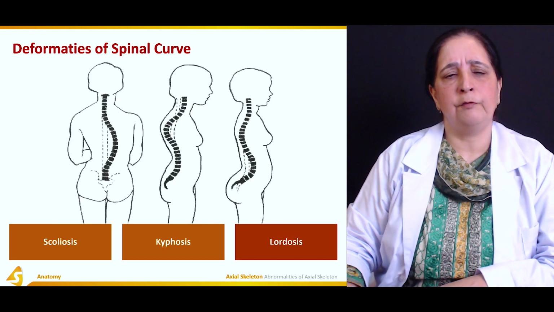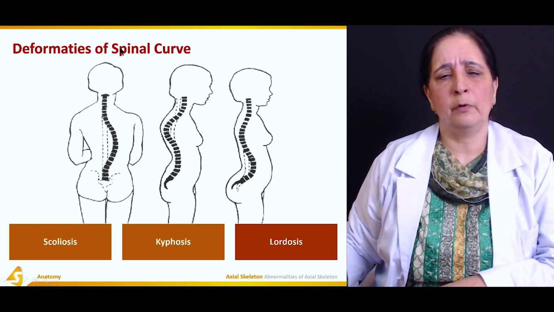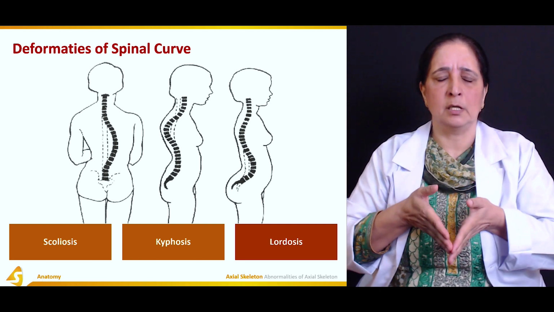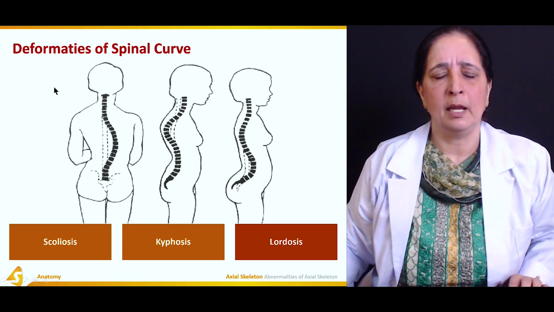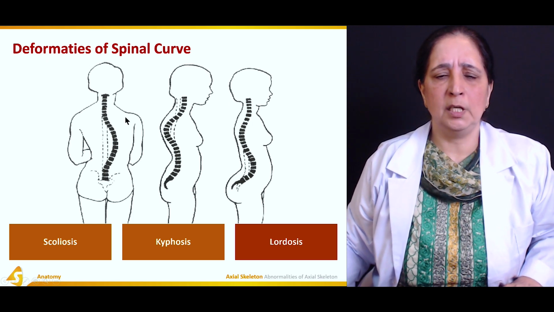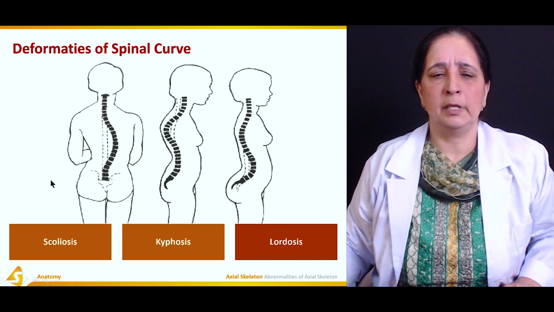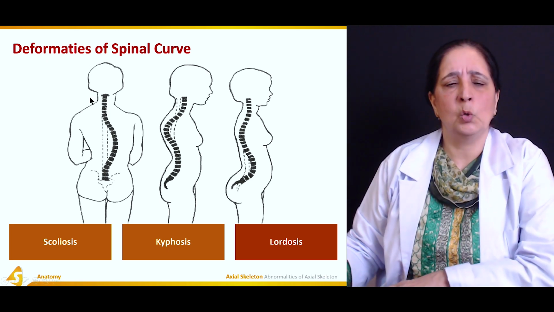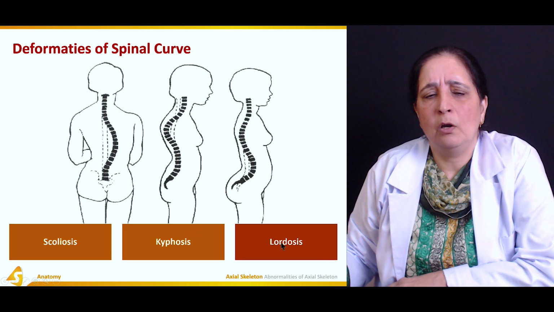Next are the deformities of the spinal curve. As we talked about before with the vertebral column, the vertebral column gives the straight alignment to the body. So anything that deviates from that normal straight alignment can be a problem. These are the three very commonly used terms for abnormalities of the curve of the spine. First, we have scoliosis, then kyphosis and lordosis.